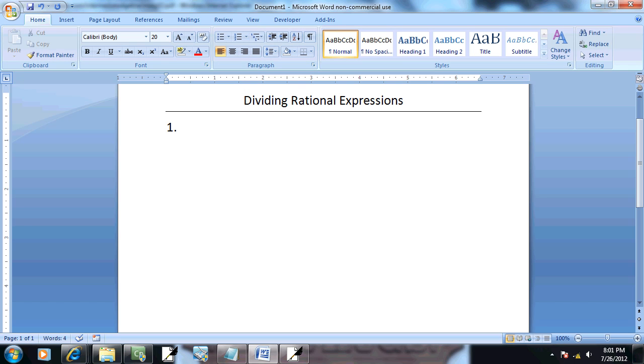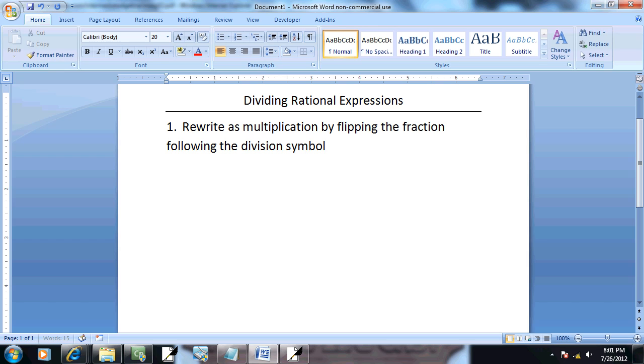Step 1. Rewrite as multiplication by flipping the fraction following the division symbol. Take a reciprocal of it. Step 2, factor everything. Step 3, cancel if possible.